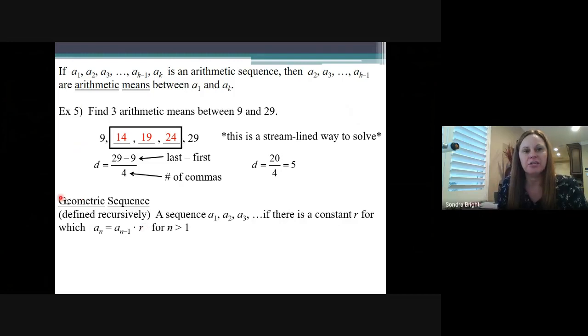That's arithmetic. Geometric is times, right? We're multiplying the same number to get to the next one.